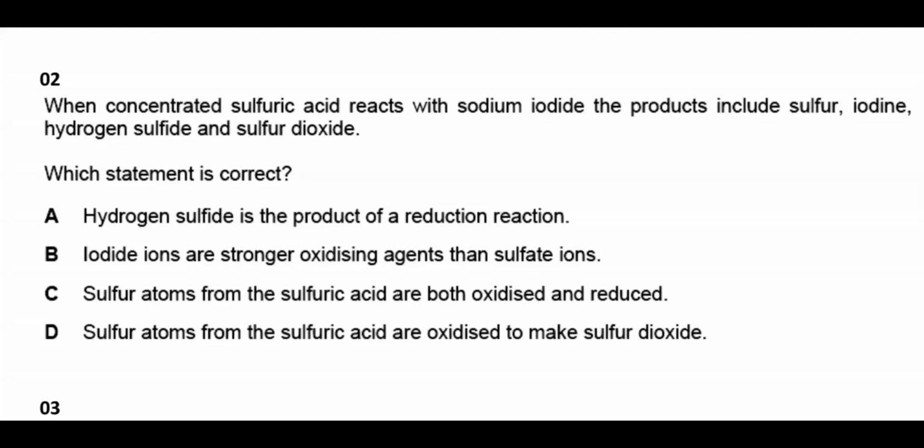Next, when concentrated sulfuric acid reacts with sodium iodide, the products include sulfur, iodine, hydrogen sulfide, and sulfur dioxide. Which statement is correct? Hydrogen sulfide is the product of a reduction reaction. हाँ, because H2S में सल्फर की ऑक्सीडेशन स्टेट -2 है और सल्फ्यूरिक एसिड में सल्फर की ऑक्सीडेशन स्टेट +6 है. +6 to -2 जो है वो रिडक्शन के थ्रू ही होगा. दिस स्टेटमेंट इज करेक्ट. B, iodide ions are stronger oxidizing agents than sulfate ions.